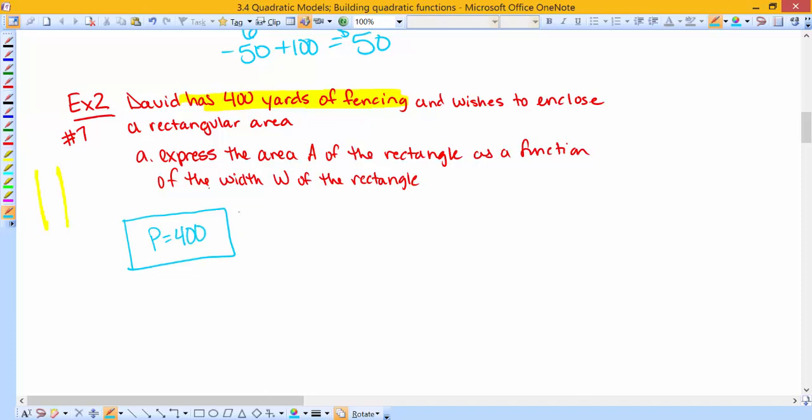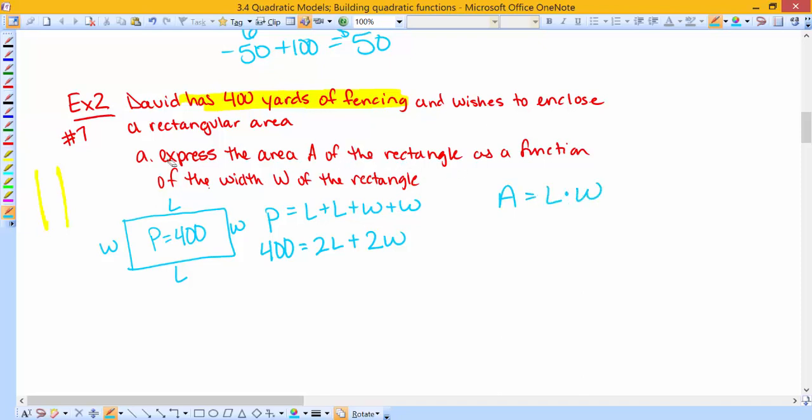How do we find the perimeter? We find the perimeter by adding all the side lengths. Well, I don't know the side lengths yet, but I know that I have 2 lengths and I have 2 widths. So perimeter is length plus length plus width plus width. Well, I know the perimeter. The perimeter is 400, and I have 2 L's and I have 2 W's. Now the question is, express the area. Well, we need to remember area is length times width.